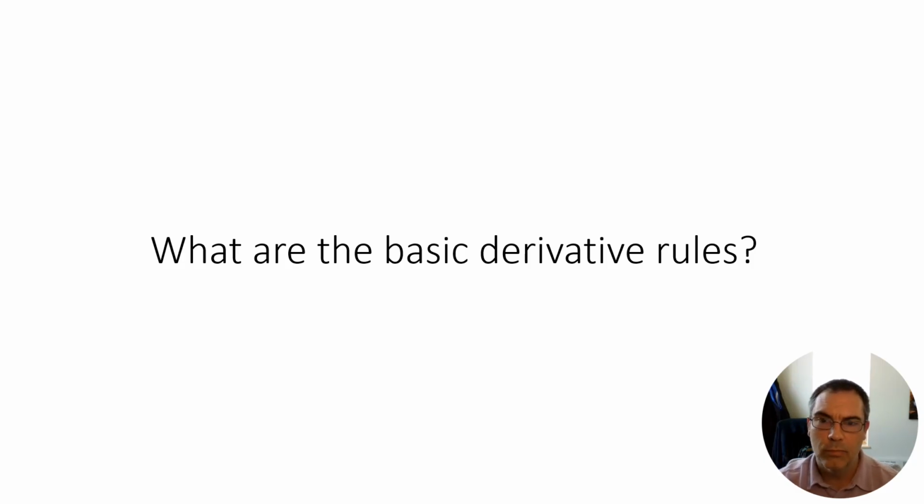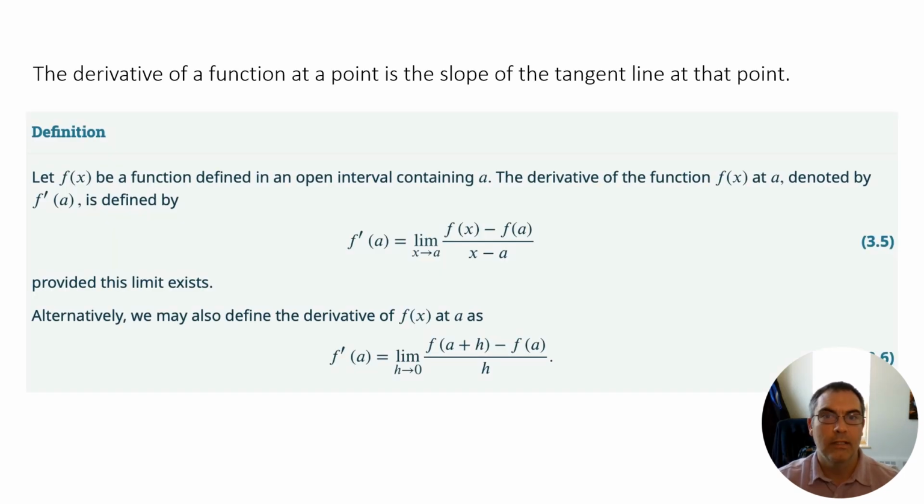So our main question for this video is, what are the basic derivative rules? But before we get into some rules, let's talk about the derivative itself and how it's related to that tangent line. The derivative of a function at a point is the slope of the tangent line at that point. So what you see on the screen here for definitions are the same as the definitions that we used for finding the slope of the tangent line.